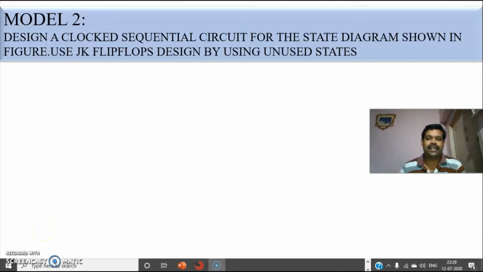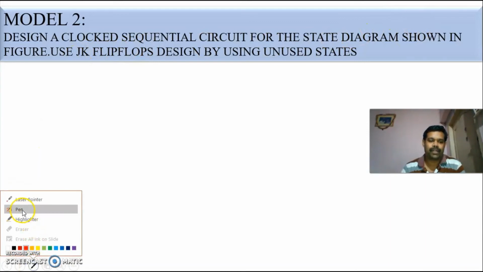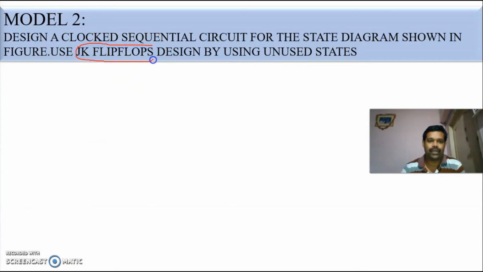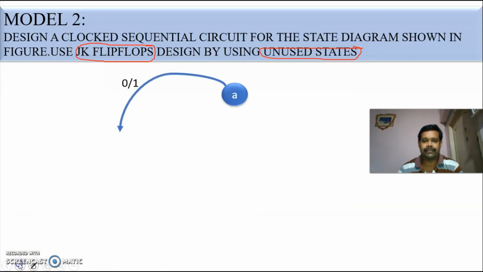Next, we are going to see another problem. Design a clocked sequential circuit for the state diagram shown in the figure. Use JK flip-flop. In this question, they have asked us to do it using JK flip-flops. Use JK flip-flop design by using unused states. They are again telling us to use the unused states. Okay, now this is the given state diagram.